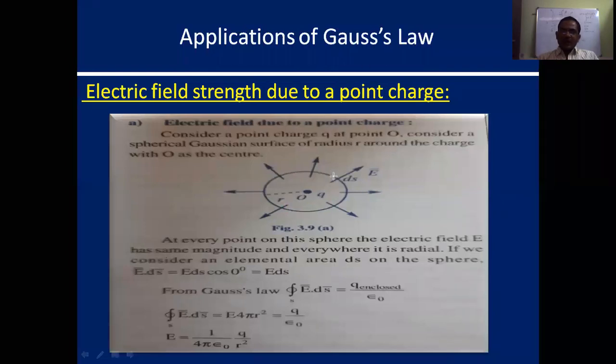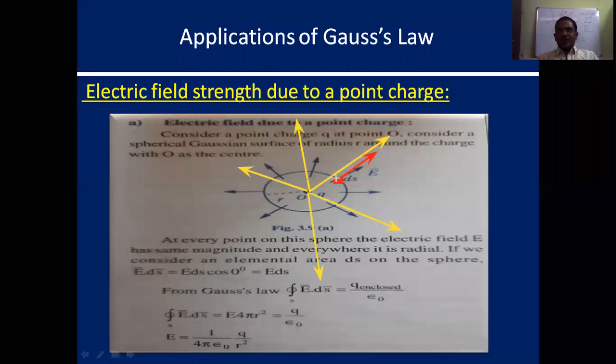Now you consider a small area element here, ds bar. The direction of the ds bar will be like this, that is perpendicular to this surface. But what is the direction of field strength at that point? That will be in the same direction. Electric field strength direction is always normally outwards. So on the spherical surface, at every point, the direction of electric field strength is perpendicular to the surface.